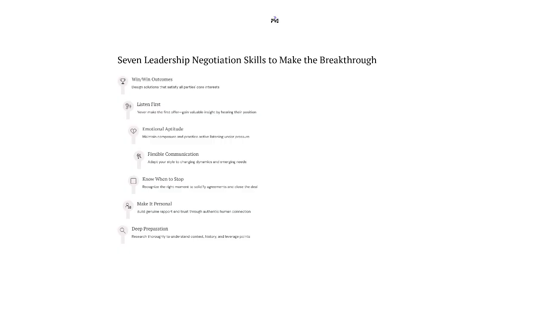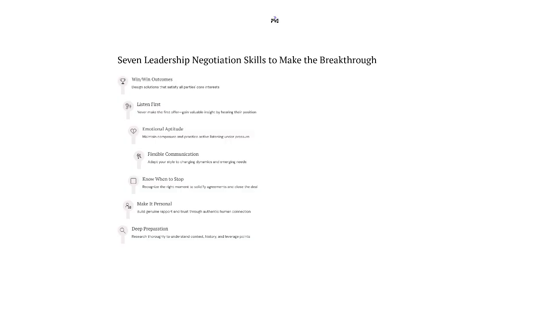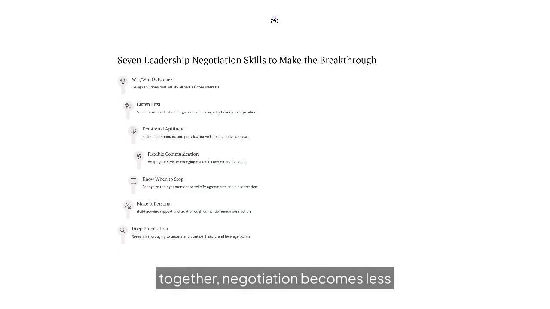Prepare deeply. Preparation is the quiet foundation of every success. Knowing your data, your goals, and the other side's perspective ensures confidence and credibility from start to finish. When these 7 skills work together, negotiation becomes less about winning and more about leading, guiding both sides toward outcomes that inspire trust, respect, and shared success.